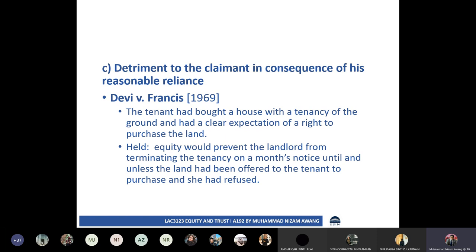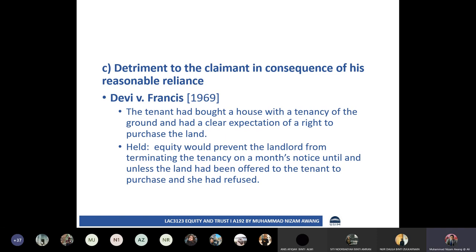So here, the tenant had bought the house with the tenancy at the expectation or at the encouragement made by the landlord. But later the landlord terminated the tenancy. Here, the landlord is stopped from denying or from going back to his old promise unless the tenant himself refused to buy the house with the tenancy.